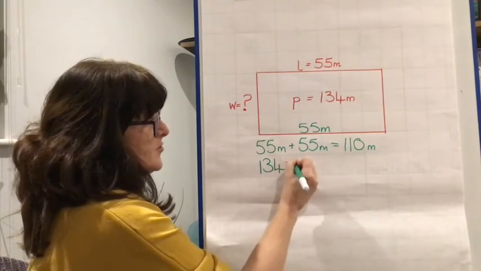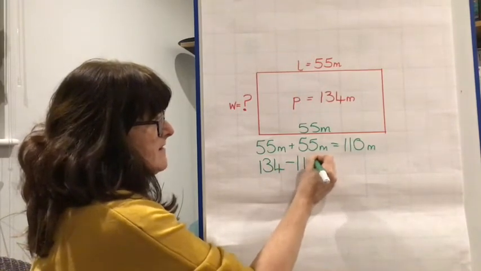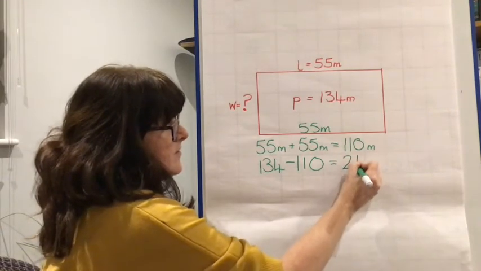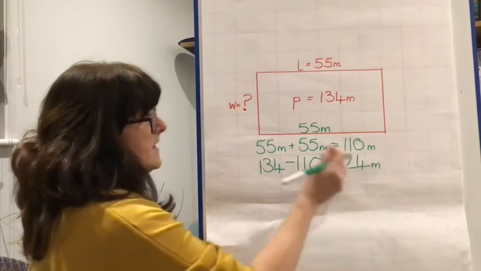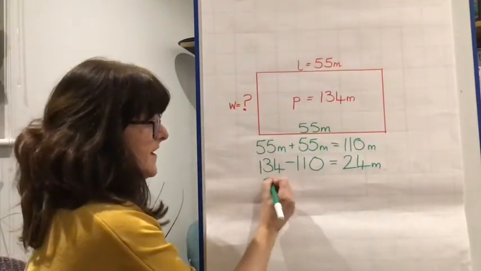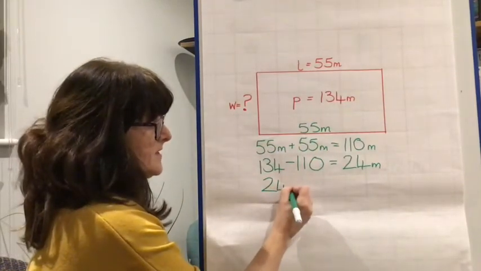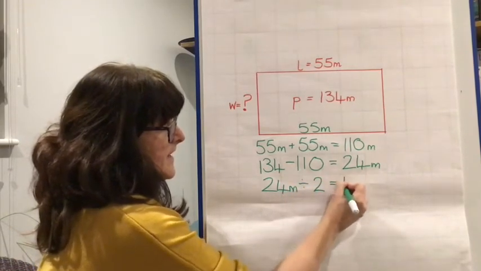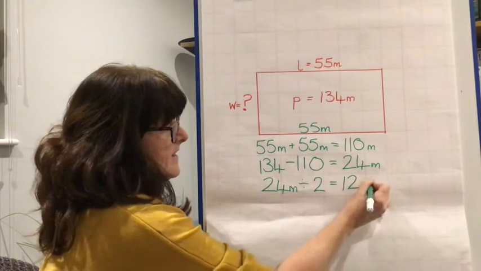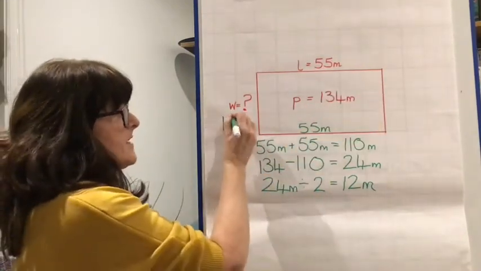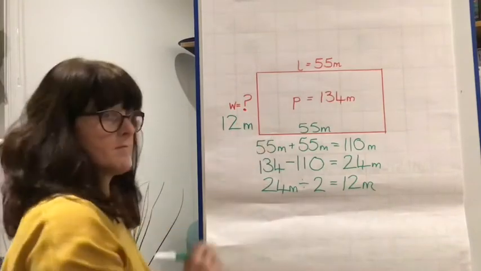So 134 subtract 110 would equal 24 metres. So these two sides must equal 24 metres. So if I then divide 24 metres between 2, that tells me that the width of this rectangle must be 12 metres.